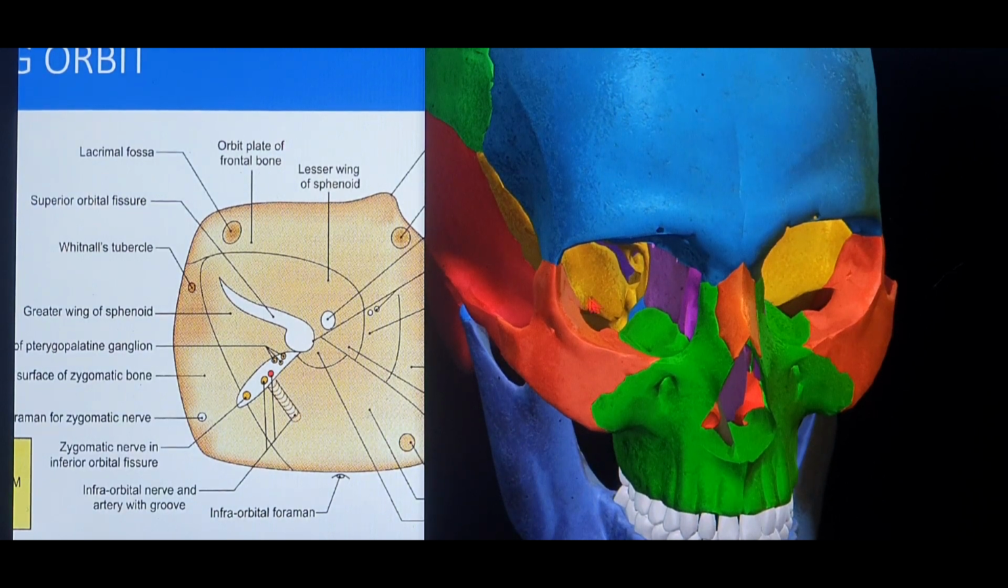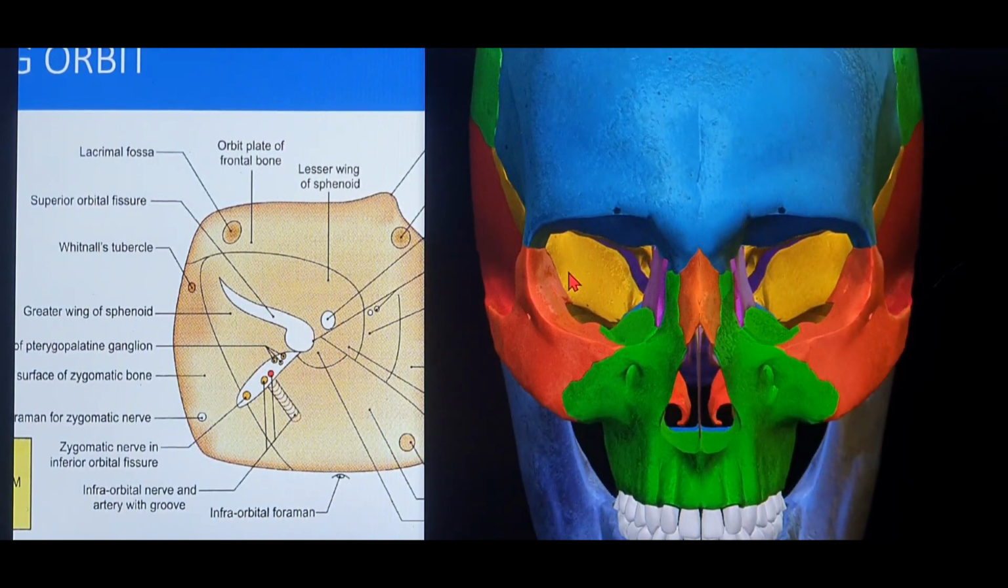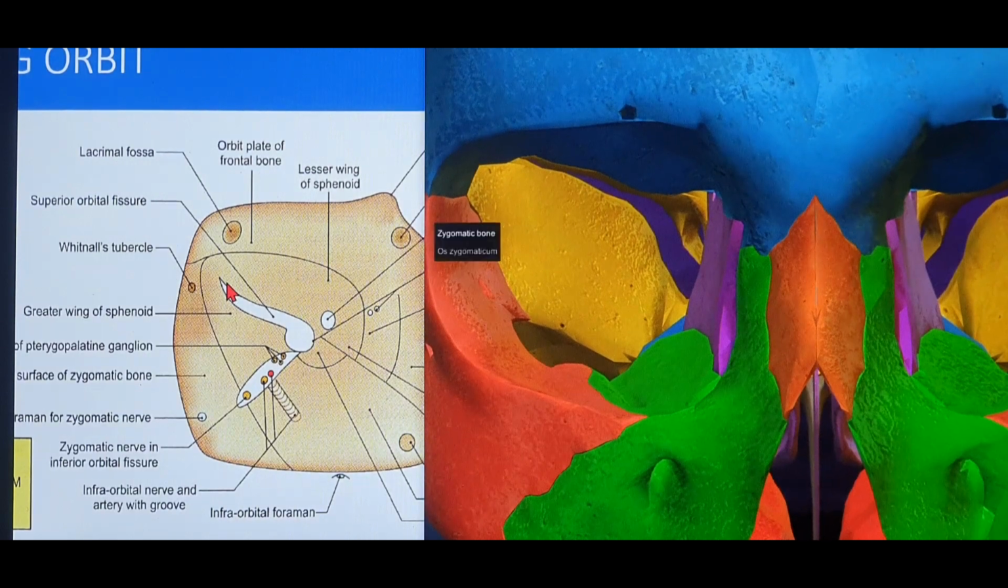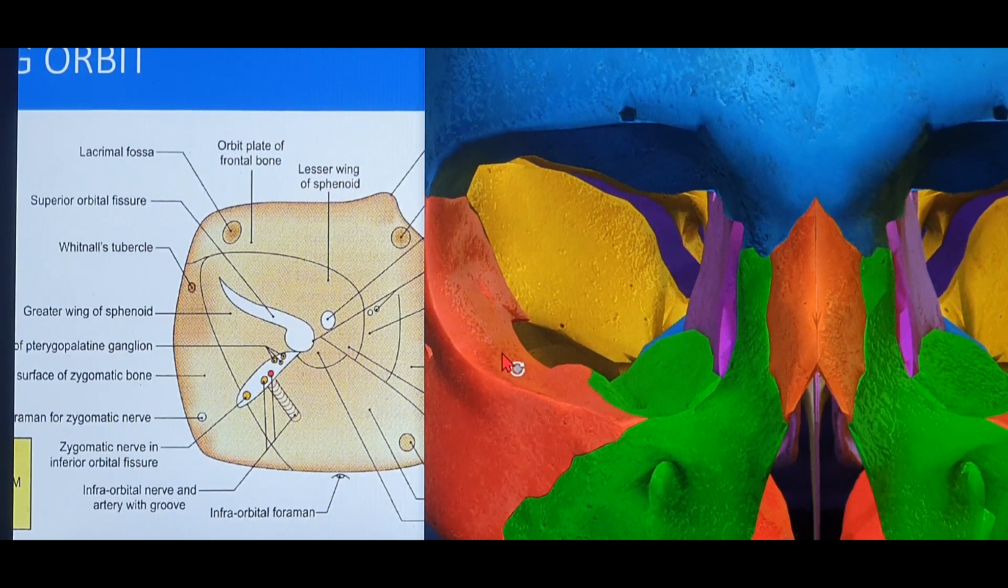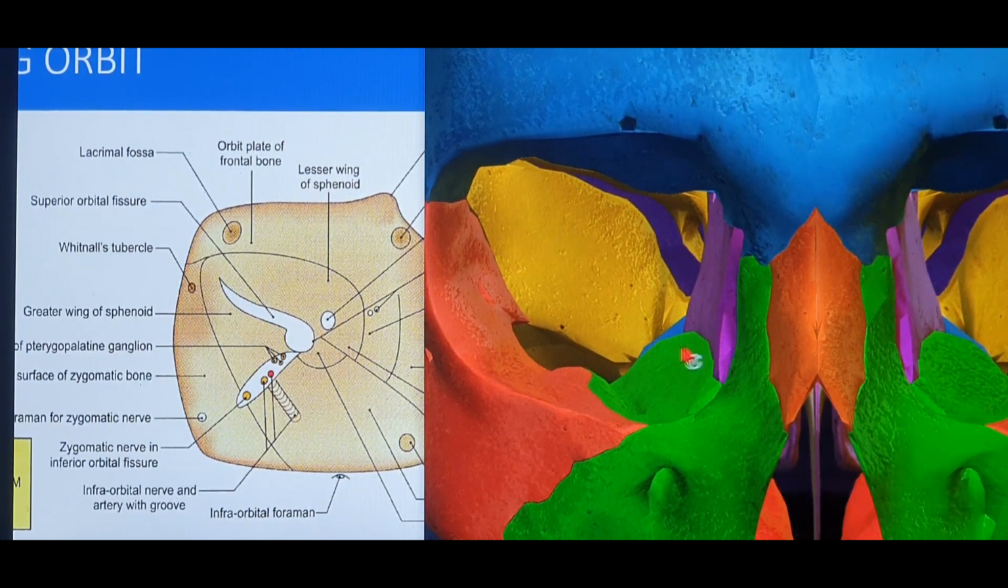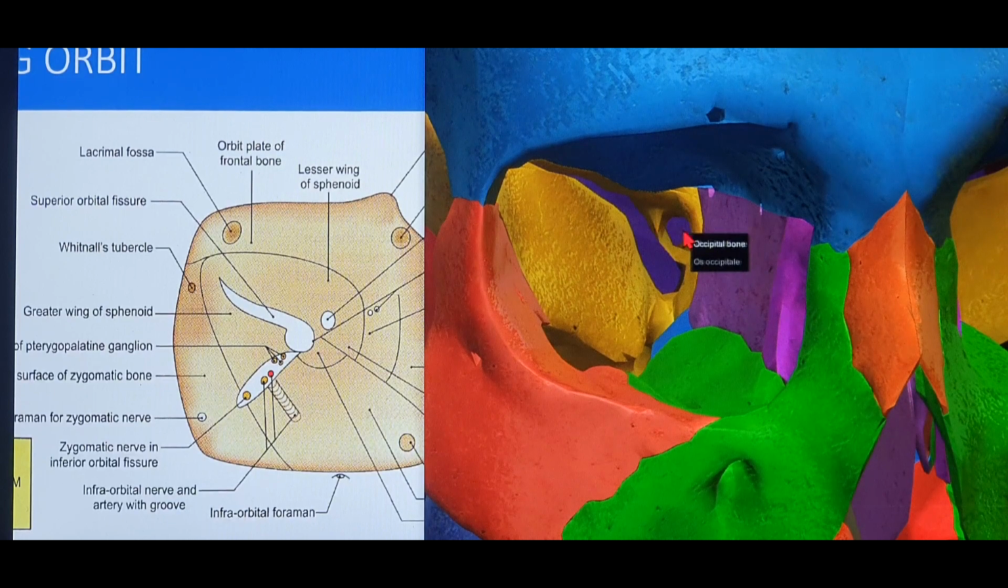If I compare these together, we can see the superior orbital fissure right here, the exact shape, shaped like a comma. We have the inferior orbital fissure over here, and we have the optic canal over here. We can compare these 2 images and learn the entire anatomy of the bony orbit.